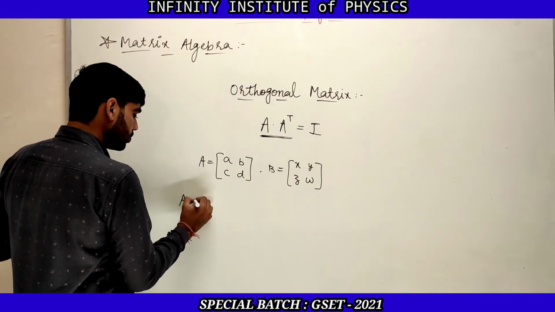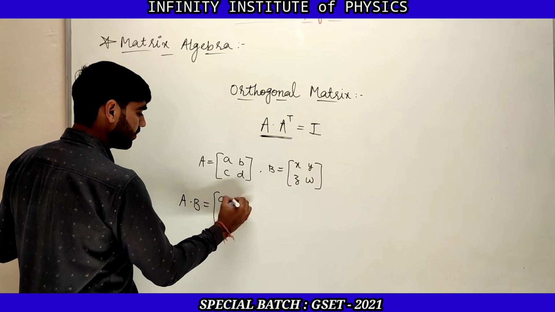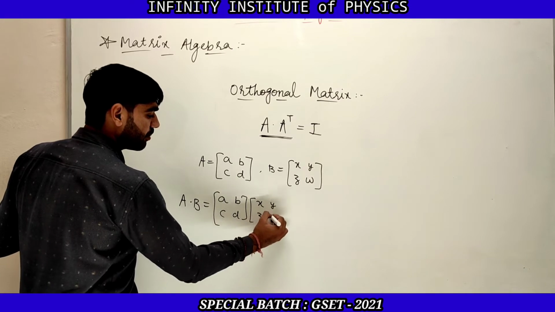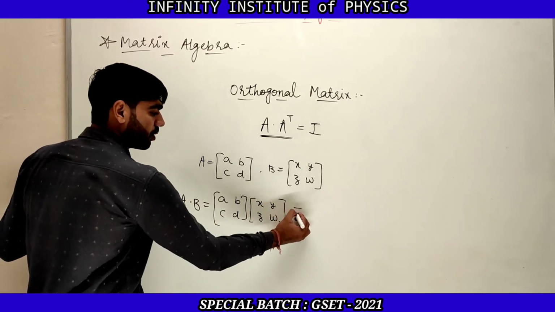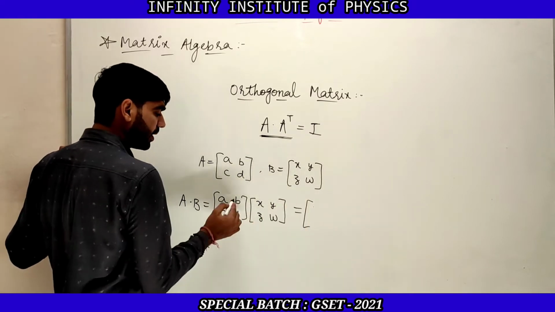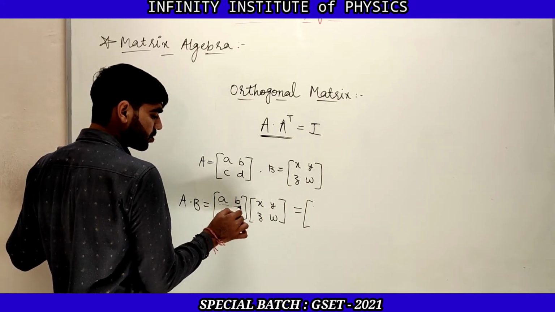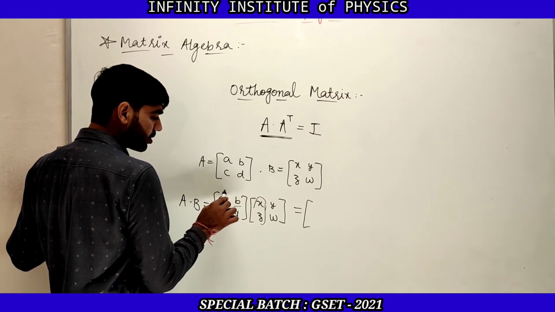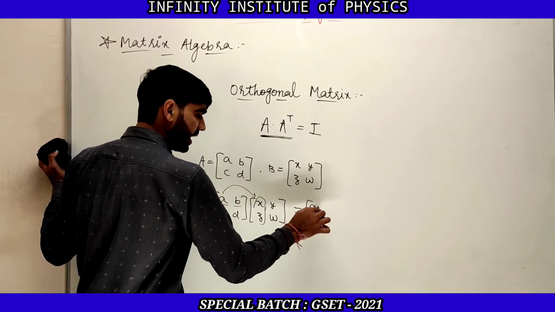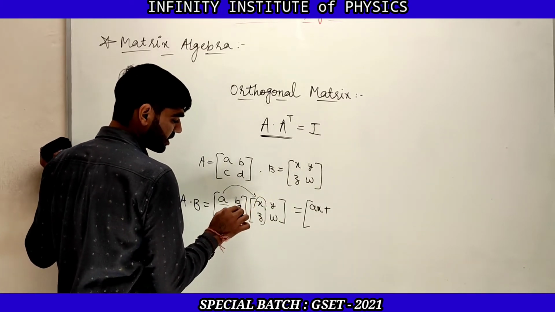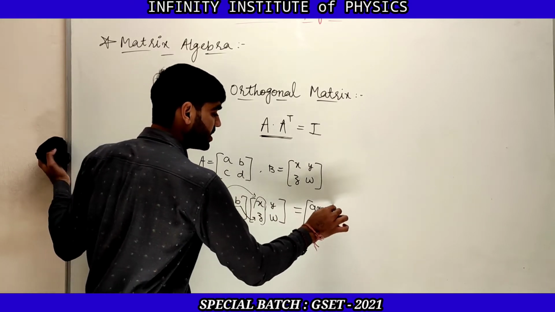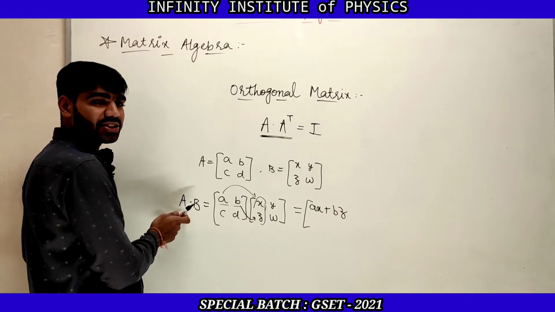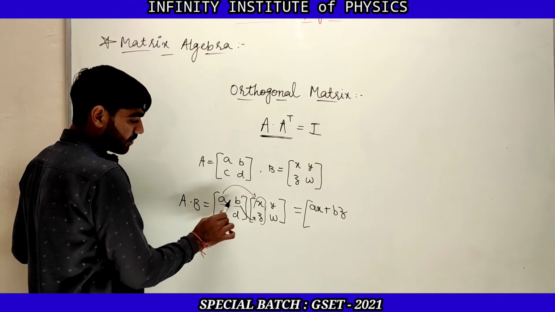Then A into B, so it is A, B, C, D, then X, Y, Z, W. So now the first entry: here we need to consider the first row and here the first column. Let us take the multiplication of A with X, so it is AX, plus the multiplication of B with Z, so it is BZ. So this is the first entry in the multiplication of the two matrices, AX plus BZ.